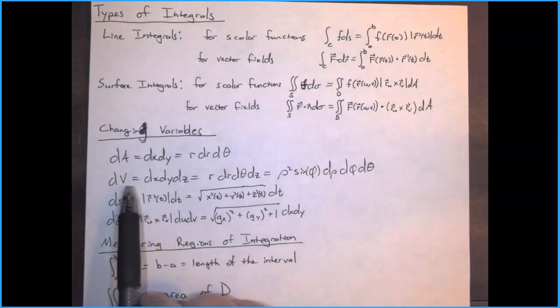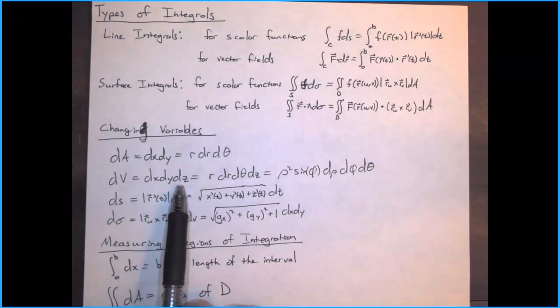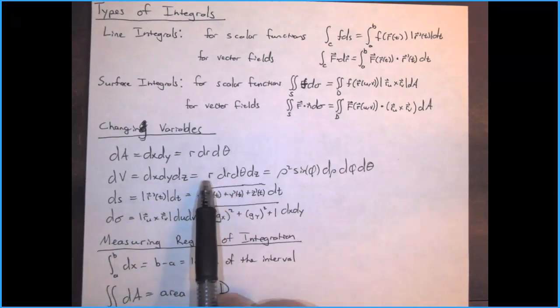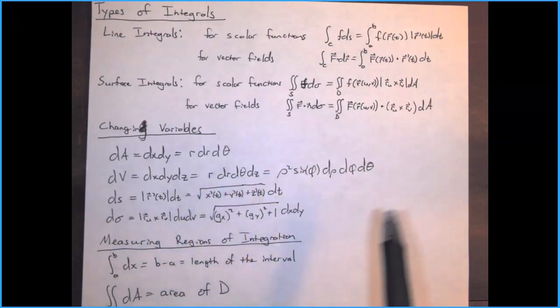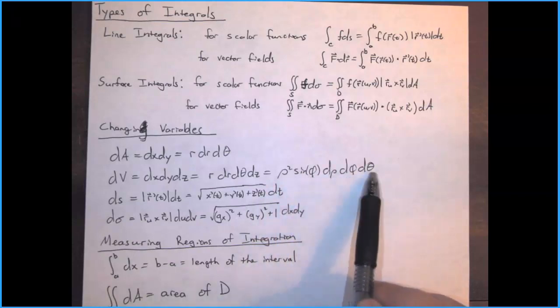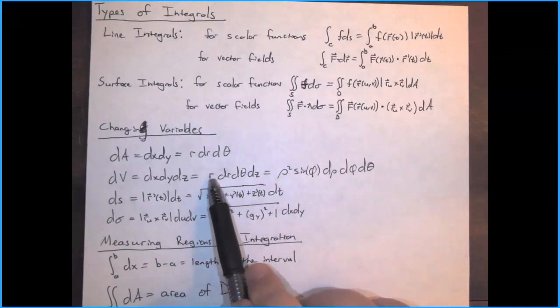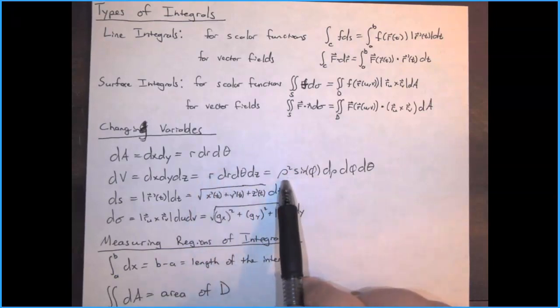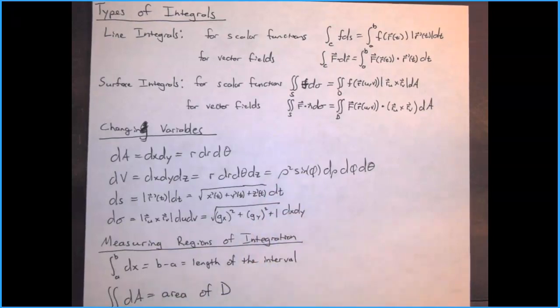For triple integrals, we have this volume element, which in Cartesian coordinates was dx dy dz. If we switched to cylindrical coordinates, we had to multiply by r, so that dV element was r dr d theta dz. And if we switched to spherical coordinates, dV was rho squared sine phi, d rho d phi d theta. So the two important things to remember here: if you switch to cylindrical, multiply your function by r. If you switch to spherical, multiply your function by rho squared sine phi.